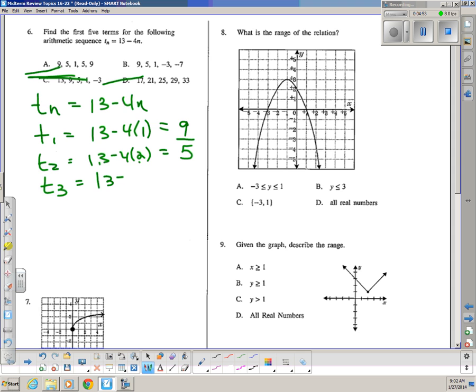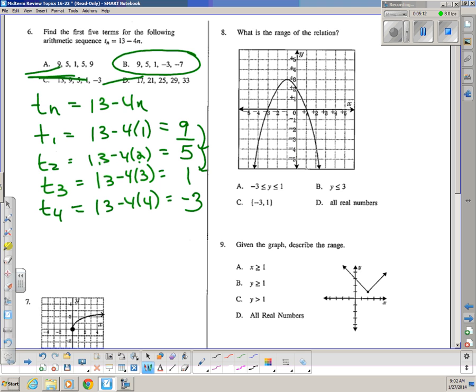t of 3 is 13 minus 4 times 3, which is 13 minus 12, which is 1. Both have that. t of 4 equals 13 minus 4 times 4, which is 13 minus 16, which is negative 3. And now I can look and see choice B. You can also see each time we're going down by 4 and do it that way. So you can see that 1 minus 4 is not 5, so A would be out.